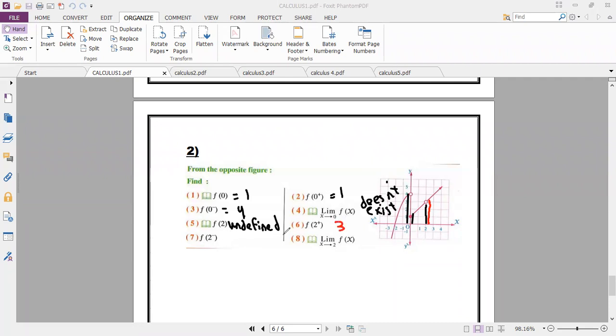And f of 2 from the left, just less than 2 by a little bit here, less than 2. You will hit the line at 3. So f of 2 from the left is 3. What is the limit of f of x when x approaches 2? Because the right limit is the same as the left limit, the limit of f of x when x tends to 2 equals what? 3.